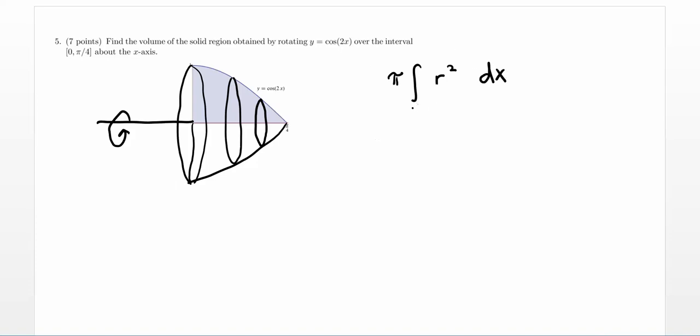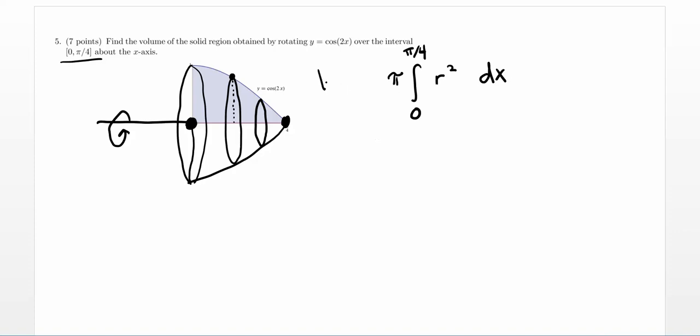So these bounds have to be bounds on x. And we're starting our integral here at 0, ending at pi/4. That's what they gave us, so that's just 0 to pi/4. And then think about the radius of any of these given disks. Those are bounded by the cosine graph on top. So the radius is just cosine of 2x.